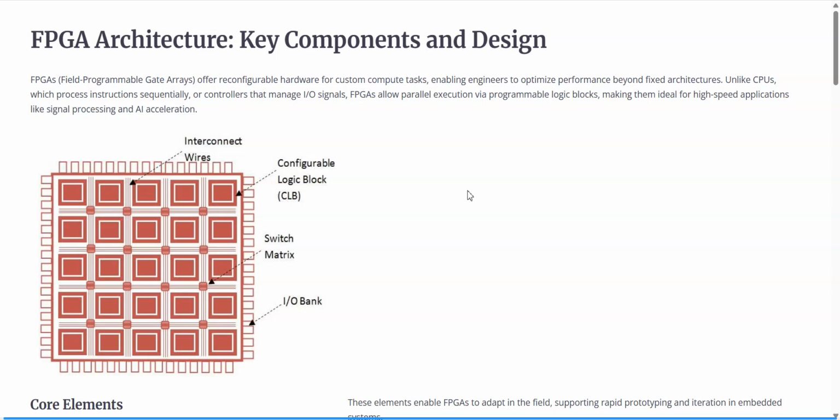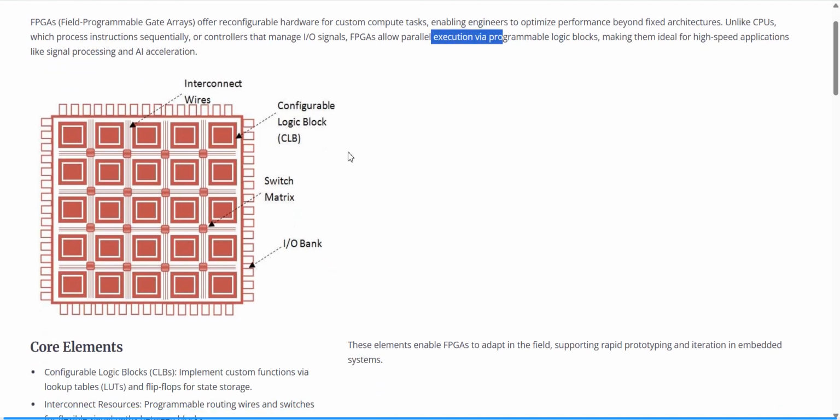So here we will discuss FPGA architectures, the main key components, and the design. FPGA offers reconfigurable architecture, whereas the CPU offers sequential execution or control that manages input/output. FPGA allows parallel execution, whereas the CPU does not, making FPGAs ideal for high-speed applications, artificial intelligence, networking, defense, space, and all this.